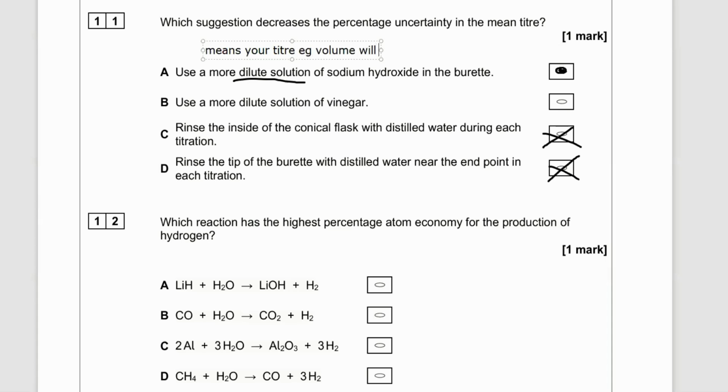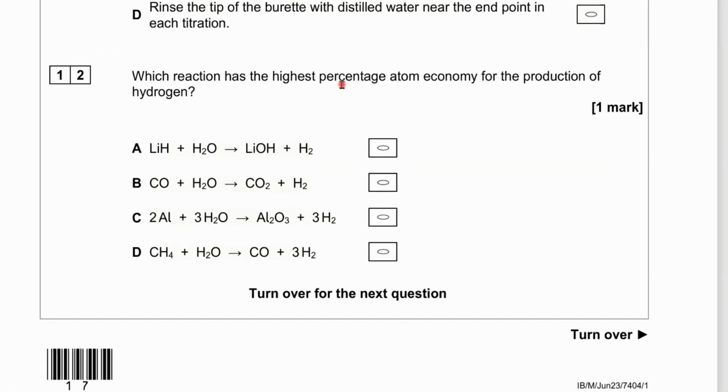And in order to do that, what's going to take longer for neutralization to occur, that's going to be by diluting the sodium hydroxide in the burette. Means we're going to have to add more to neutralize the vinegar. So we're going to decrease the percentage uncertainty. Aha, you might say. How come using a dilute solution of vinegar doesn't decrease the percentage uncertainty? But remember that if you dilute the vinegar, you've not changed the amount of moles in there, so you're not going to change the size of the titre, the amount of sodium hydroxide required to neutralize it. All right, let's move on.